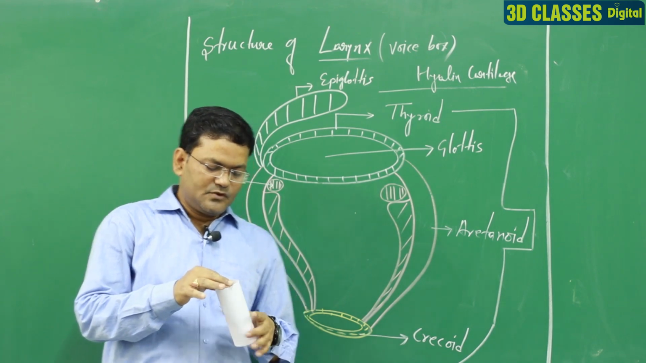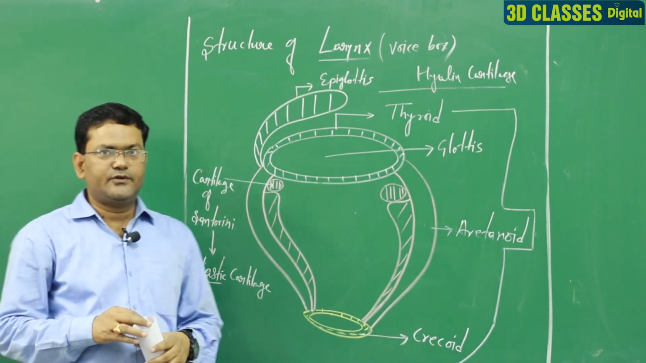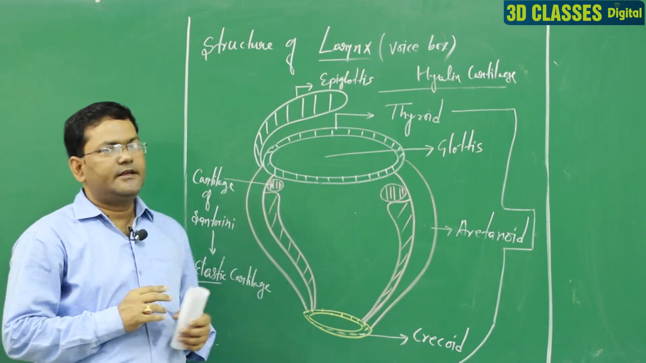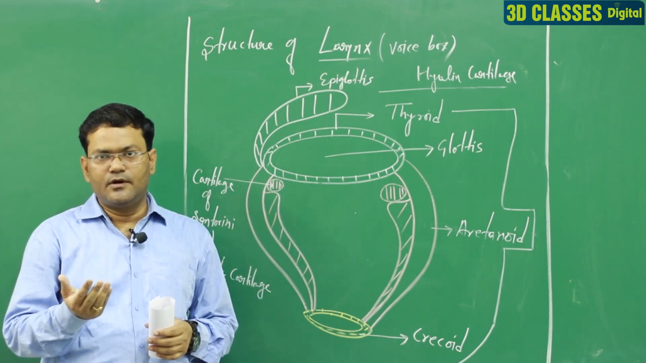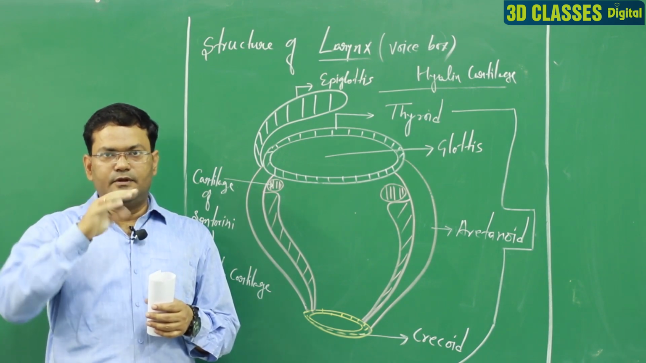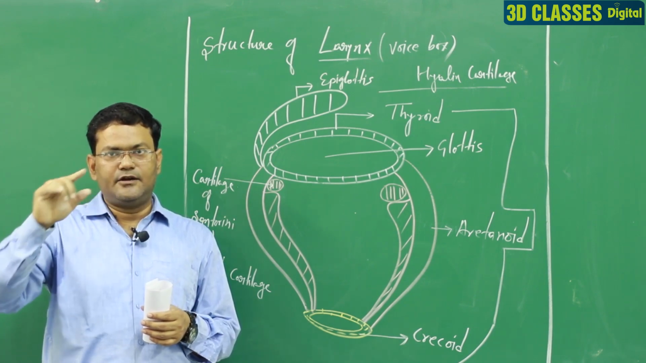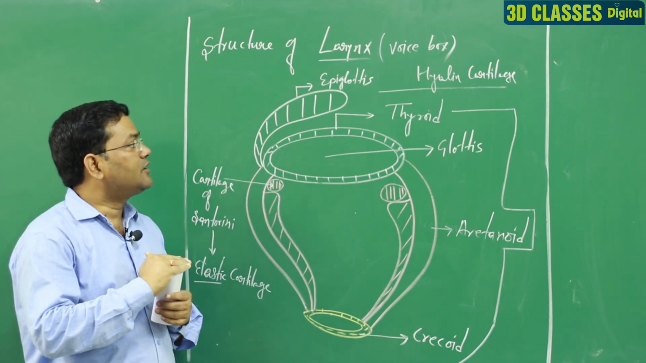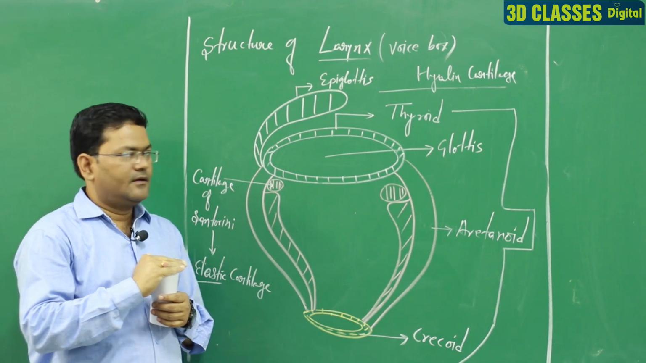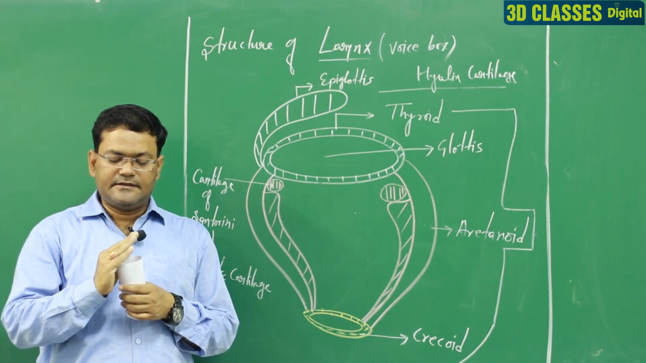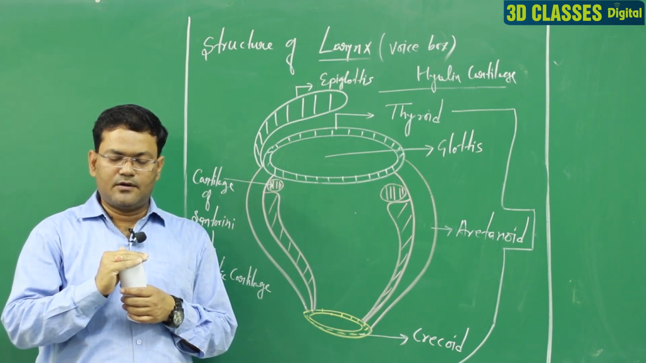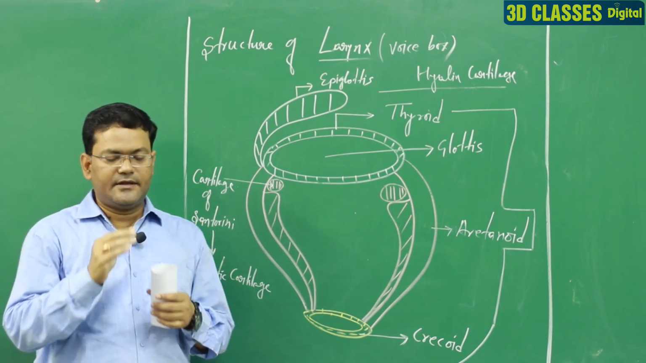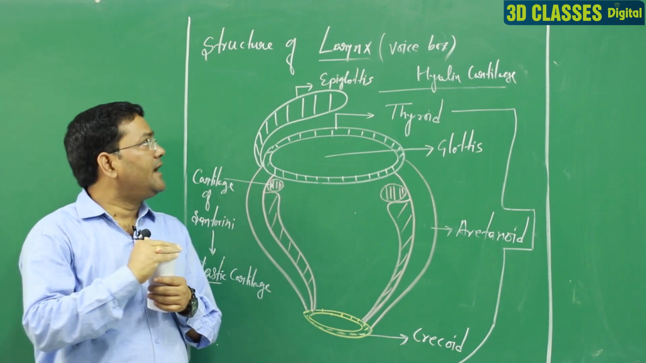And what is the function of cartilage of Santorini? It helps to block with the epiglottis. When you swallow food, the food passes from the pharynx and enters into the esophagus. At that time, the epiglottis has to block the glottis region or thyroid cartilage. That means at this time the epiglottis has to block, and the lower point of the round shape structure of cartilage of Santorini helps in blocking with the epiglottis.